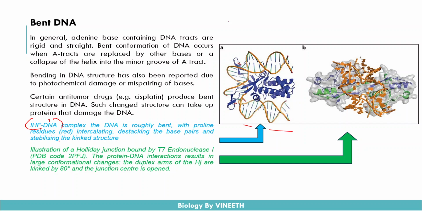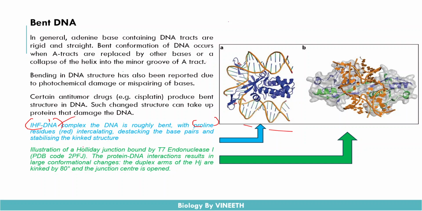This factor contains a lot of proline residues, and these proline residues intercalate into the DNA strand and destack the base pairs. Destacking, in the sense that they decrease the interaction between the base pairs, so that the strand will look like it is in the bent form. One example is the IHF, integration host factor, and DNA complex. This complex will produce the bent DNA.